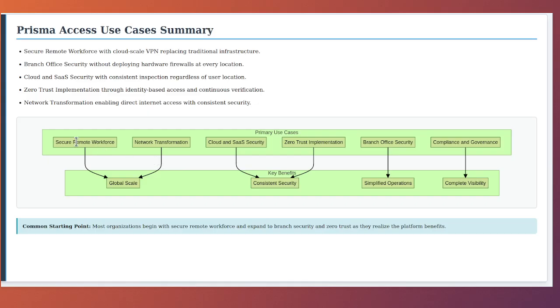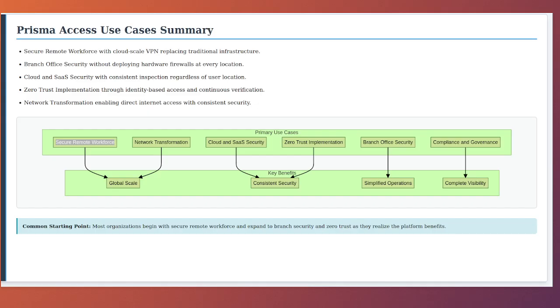Secure remote workforce is often the initial driver for Prisma Access adoption. With more employees working from home or on the road, organizations need to provide secure access to corporate resources without the complexity and performance limitations of traditional VPN infrastructure. Prisma Access delivers this through GlobalProtect with cloud-scale capacity.